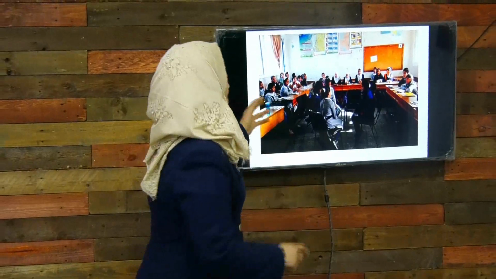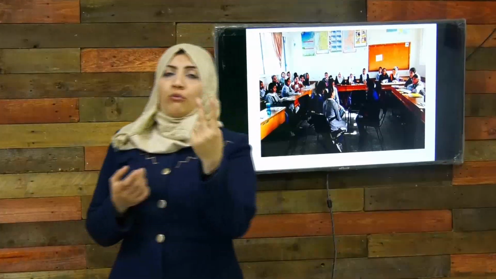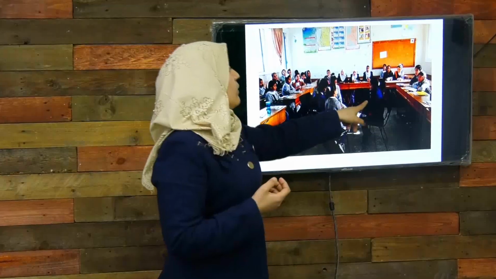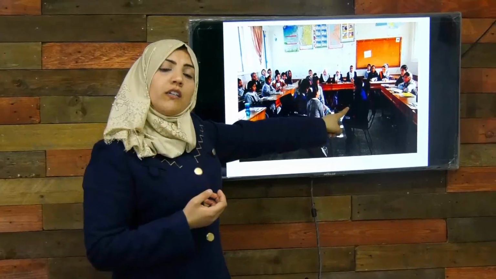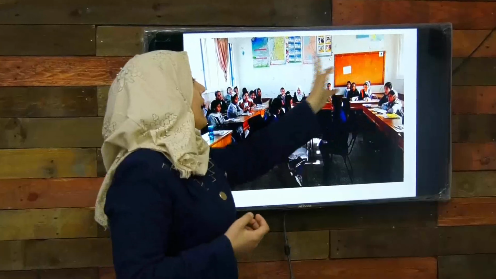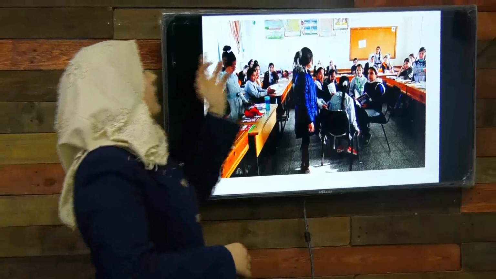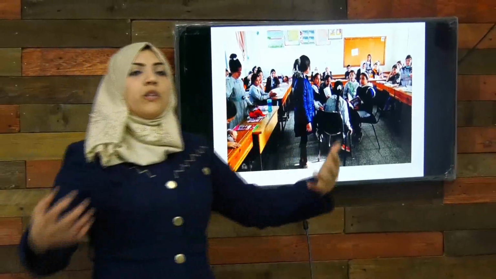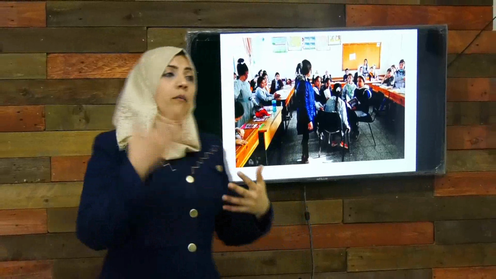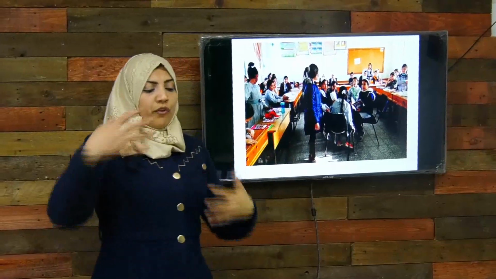We can turn this fishbowl into an advanced fishbowl in two ways. The first one is that we can leave an empty chair in the inner circle so that any student from the outer circle can join in and share his or her ideas. The second way is that students from the outer circle switch with students from the inner circle by just tapping on their shoulders, and they move from outer to inner circles.